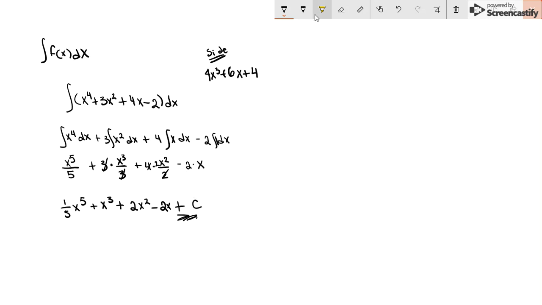All right? So this is your final answer. It's that easy. That's all you have to do. You just take it one by one, break it down into its steps, take the integral of each one, and then add that plus c. Never forget that plus c. All right?